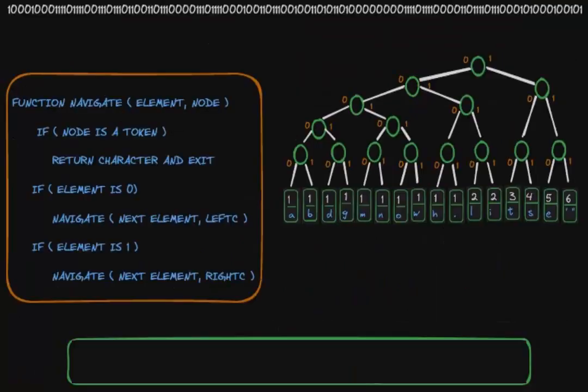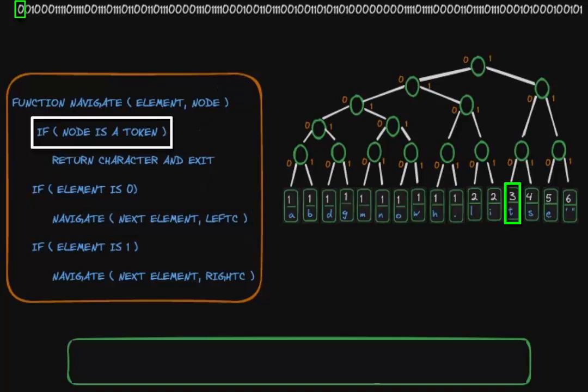To decode the file, just organize a queue and use some kind of algorithm like this. Here we take the first element and the root node. The root node isn't a token, hence the first condition is not executed. Next, the first element is not 0. Next, the element is 1. So call the function again, now with the last node's right child along with the next element in the queue, which is 0. This time we navigate to the left child.